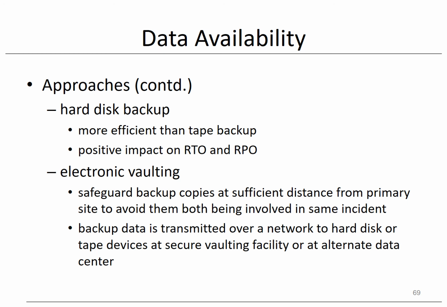A simple but error-prone approach here is to manually transport the offline tape backups to the remote site. A more efficient technique is electronic vaulting. Here, backup data is transmitted over a network to hard disk or tape devices at a secure vaulting facility or at an alternate data center. This process can be largely automated.